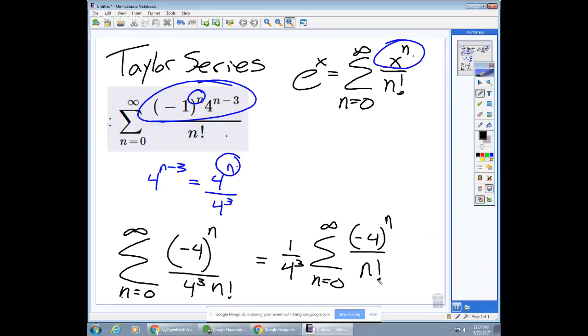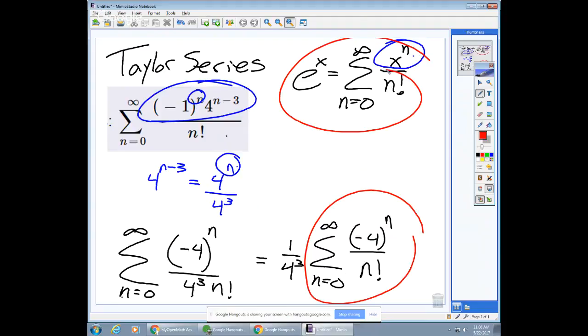So my guess is that this converges. So based on what I have above here, this right here should be e to the power -4, and then I have a multiple of 1 over 4 to the third. And so now I'm just going to test that computationally to see if they match.